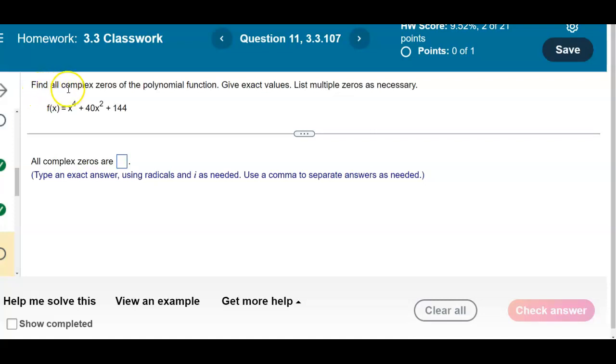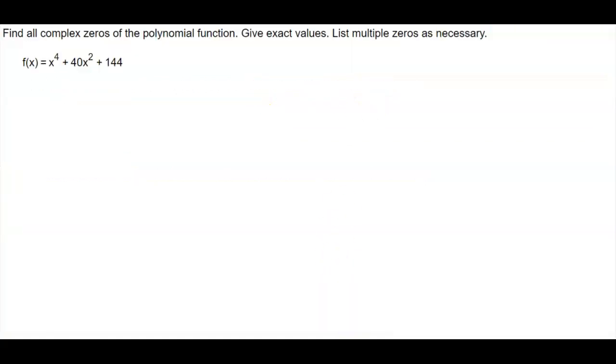Here we want to be able to find all complex zeros of the polynomial function and then give exact values, and we're going to list multiple zeros as necessary. So the first thing we need to do is determine what is p and what is q. Okay, so we know that p is the constant, which is 144.